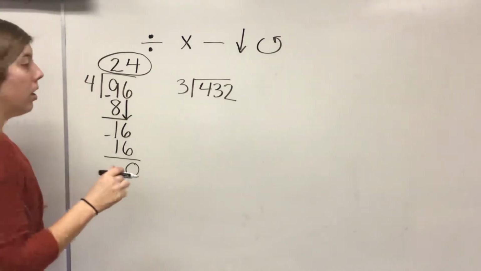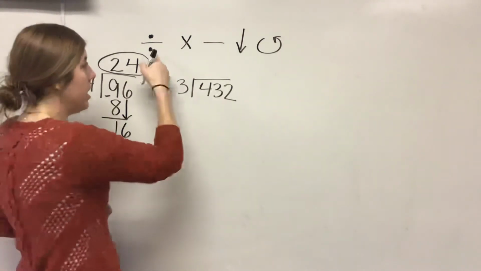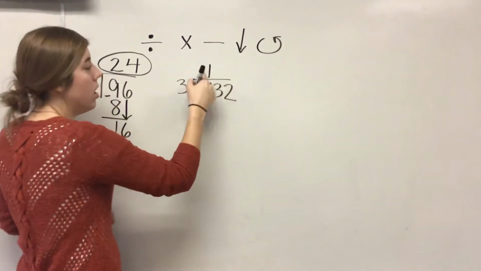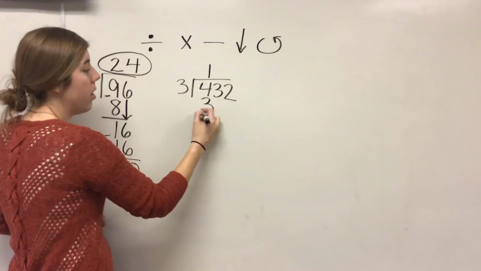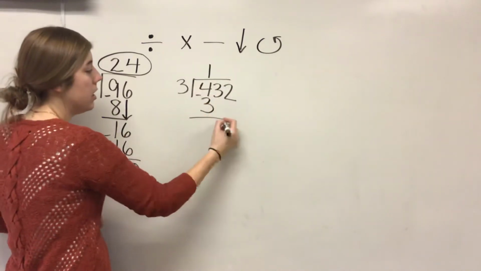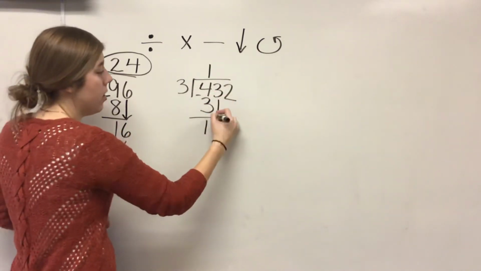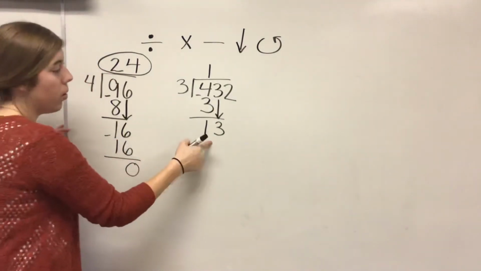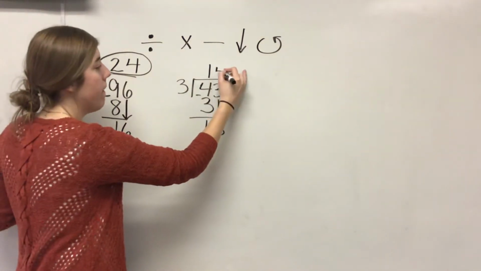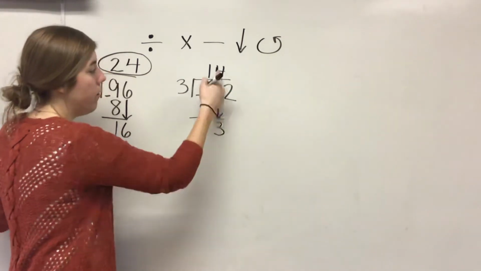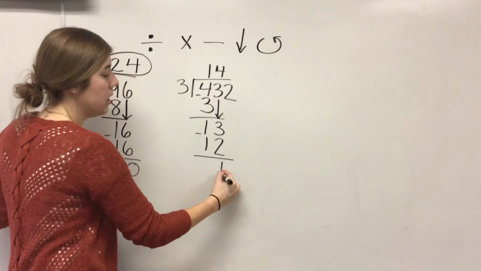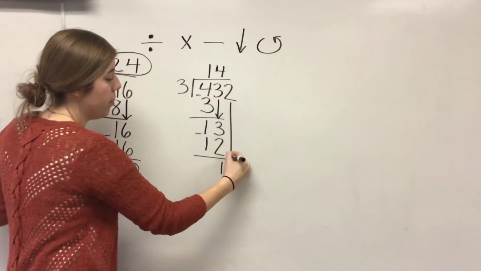All right, let's try one that's 3 digits. Again, we start with divide. How many 3s can go into 4? That would be 1. 1 times 3 is 3. Subtract, bring it on down and bring it on back. So now we can do how many 3s can go into 13. That would be 4. 4 times 3 is 12. Subtract, bring it on down and bring it on back.